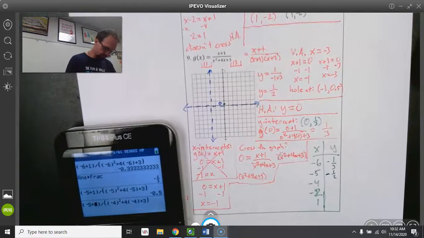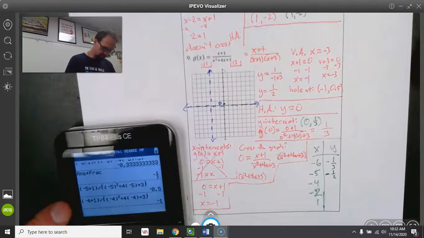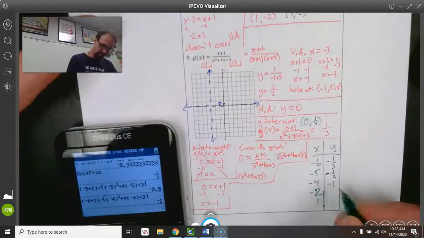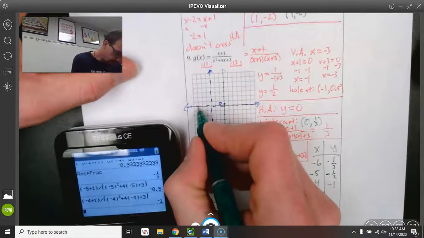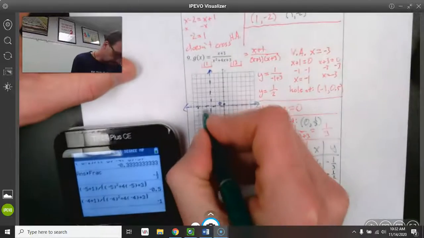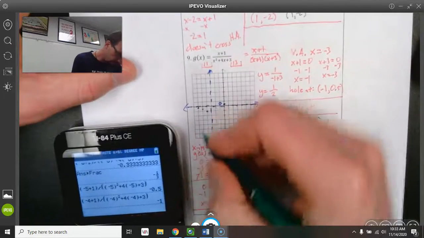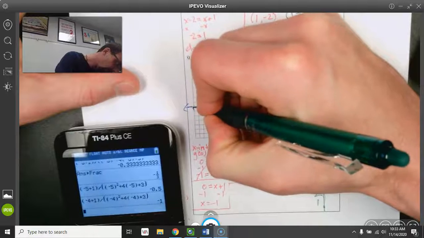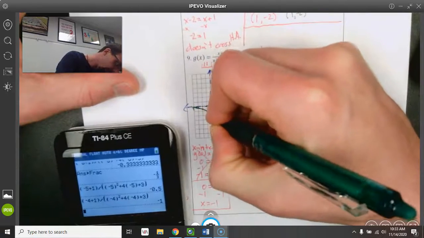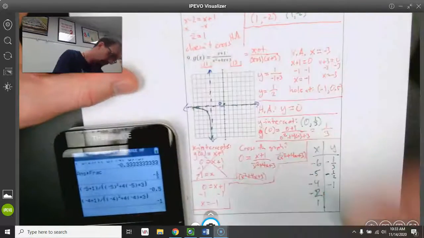-4. -1. So each of these points, -6. 1, 2, 3, 4, 5, 6. -1/3, so that's close to there. It's close to there. It's close to there. So what this side is doing, again, it's getting really close to that. It's going to get really close to this.